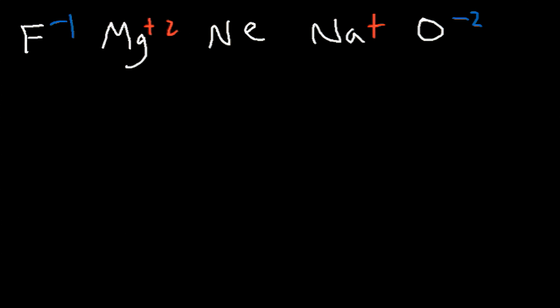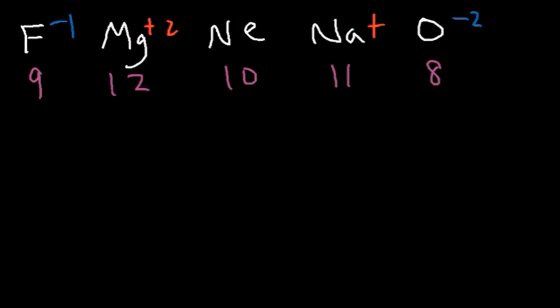So now all we need to do is look at the atomic number. The atomic number of fluoride is 9. For magnesium, it's 12. For neon, it's 10. For sodium, it's 11. And for oxygen, it's 8. And as we mentioned before, negatively charged ions are generally larger than positively charged ions. And the one with the most protons, or the highest atomic number, is going to be the smallest one.